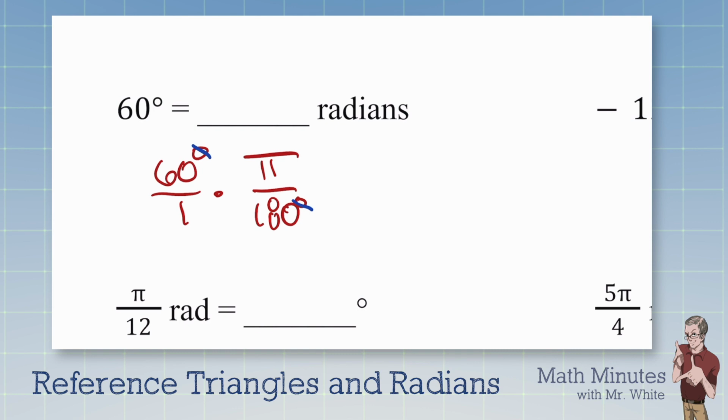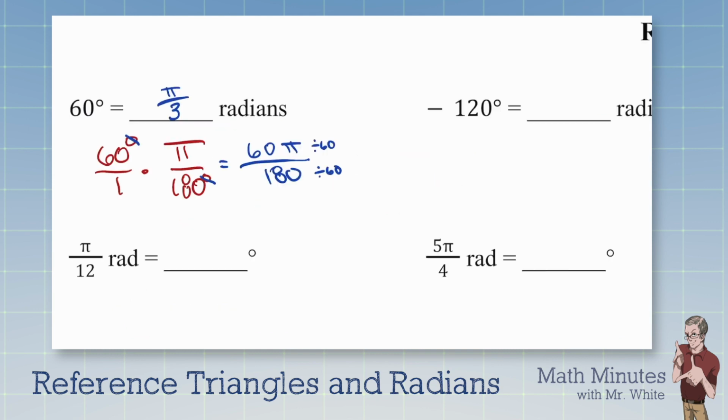The units cancel, so you get 60 pi over 180. And then you reduce the fraction. They're both divisible by 60. We're reducing fractions. So we get pi over 3. Pi over 3 radians. Pretty rad, right?